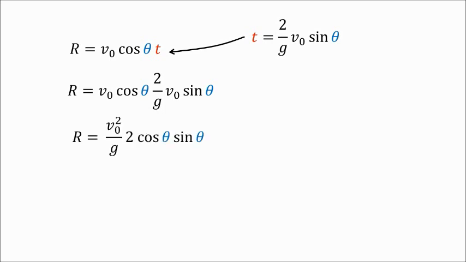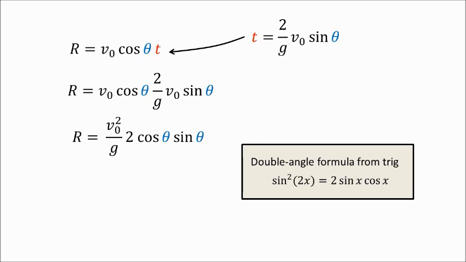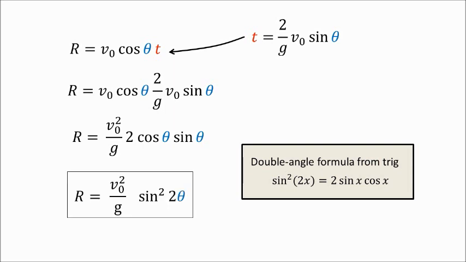Cosine theta times sine theta is not that easy to solve, but we have to remember something from trig, which is that sine of 2x is equal to 2 sine x cosine x. So I can actually replace that with sine of 2 theta. And now I actually have a relationship which you might be familiar with. It's from page 106 in your book, which relates the range to the initial velocity and the theta of the arrow. And you can just memorize this and use it in this exact kind of problem.